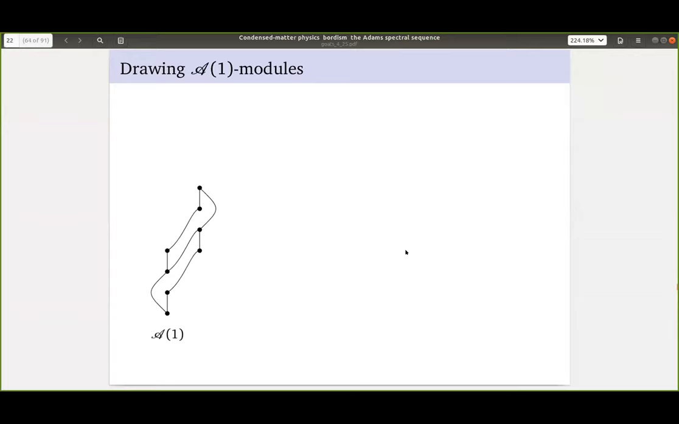So here's a picture. A(1) is a module over itself and it has eight generators as an abelian group. Here's the identity, which is a cohomology transformation. Here's Sq^1, here's Sq^2. This one is, do Sq^2 and then do Sq^1, and so forth. This would be do Sq^1 and then Sq^2. And so the point is there are relations. For example, Sq^1 Sq^2 Sq^1 is the same thing as Sq^2 Sq^2.